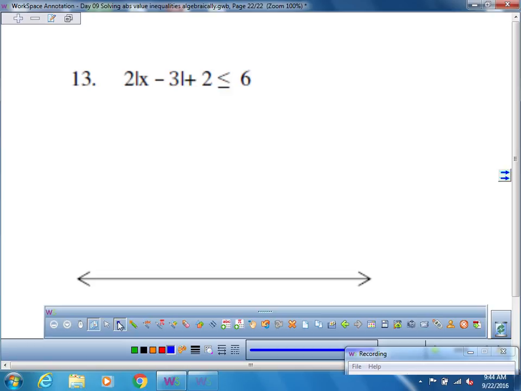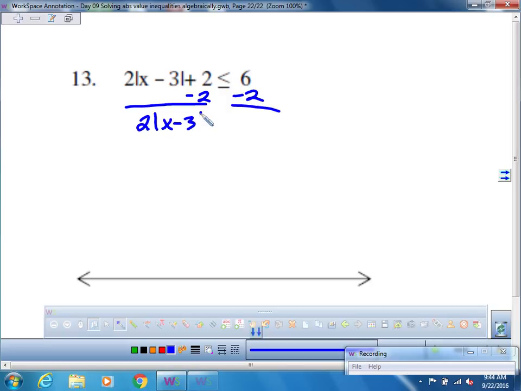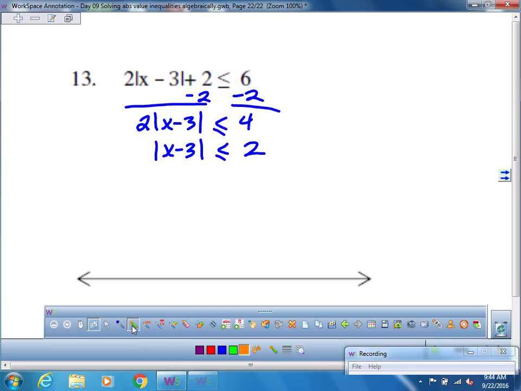All right, so the first thing I'm going to do is subtract 2 from both sides. That gives me 2 times the absolute value of x minus 3 is less than or equal to 4. Divide both sides by 2, and I get the absolute value of x minus 3 is less than or equal to 2. This is 13.